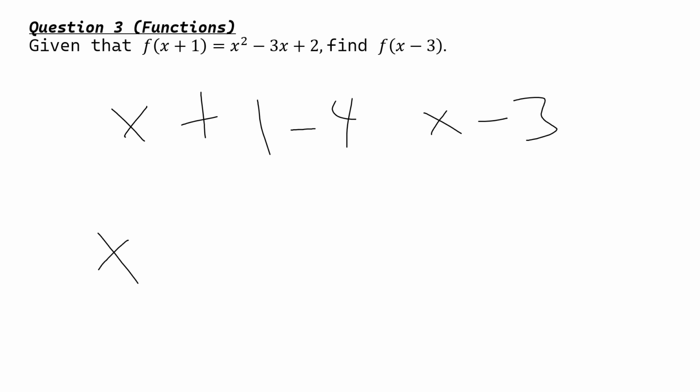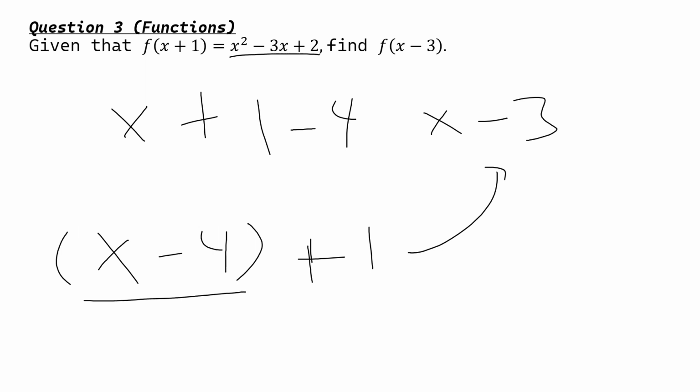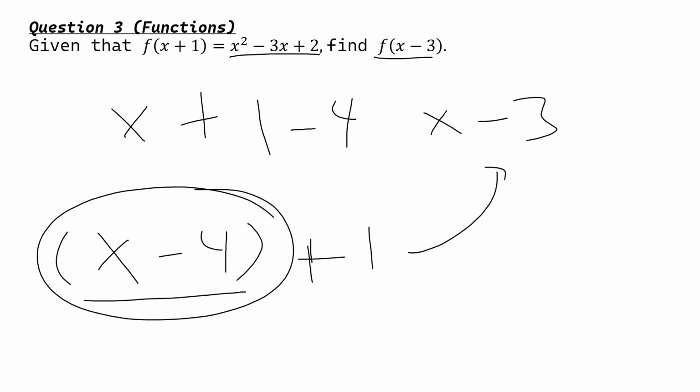So what if I say x minus 4 plus 1 will give me x minus 3? The same thing, right? So what if I put this into this? If I do so, it means I'll get f of x minus 3. So I've taken my x value to be x minus 4 to get x minus 3. So let's try that and see what will happen. I hope you get it.